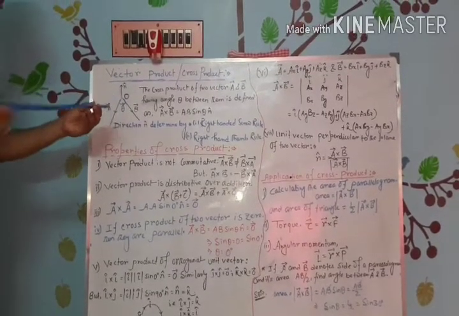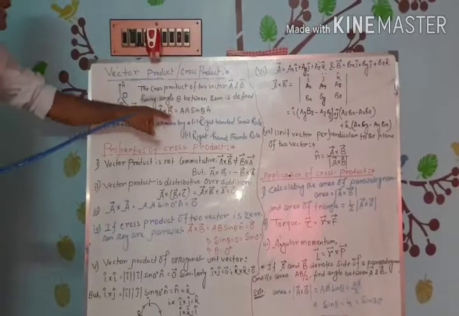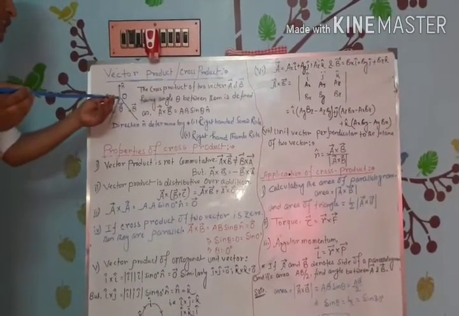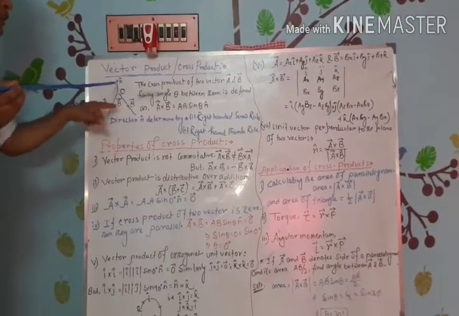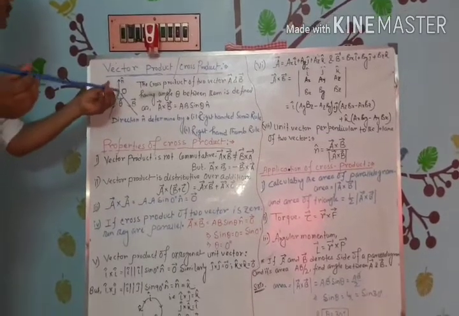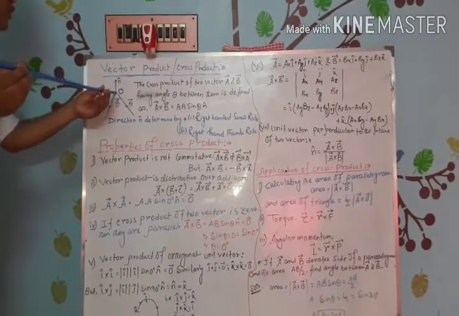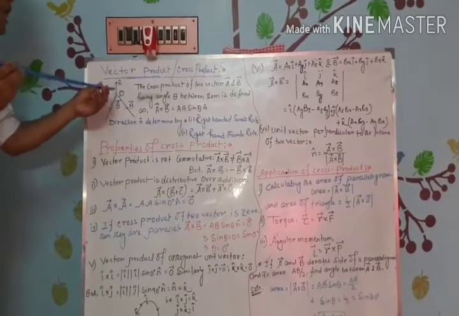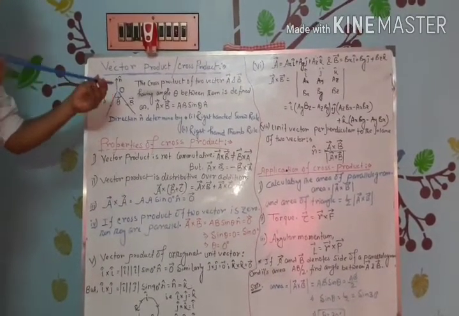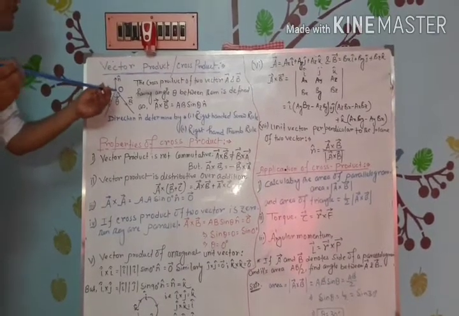But if you want to determine B cross A, then you have to rotate the right handed screw from B to A, meaning in a clockwise direction. Then the screw moves into the whiteboard, meaning the n cap is perpendicular to this whiteboard and directed inward.